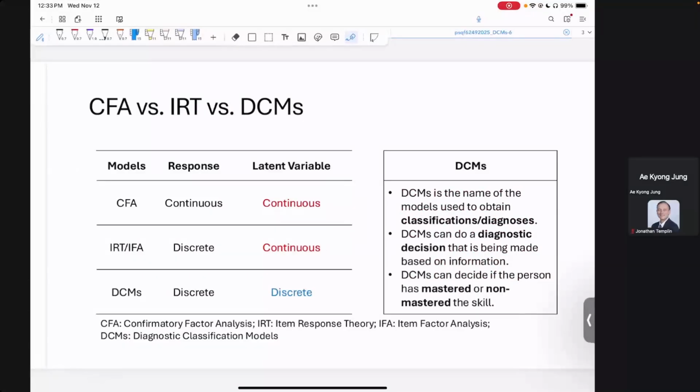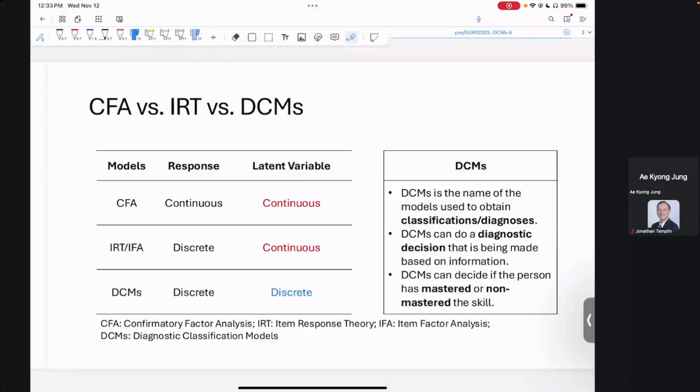What was the CFA model? When the response data are continuous, and when we are assuming that latent variables are continuous, we use the CFA model. And what about the IRT model? When the responses are discrete and the latent variables are continuous, that was a big difference with the CFA model. And what about the DCM? The big difference is its latent variable is discrete and the responses are discrete.